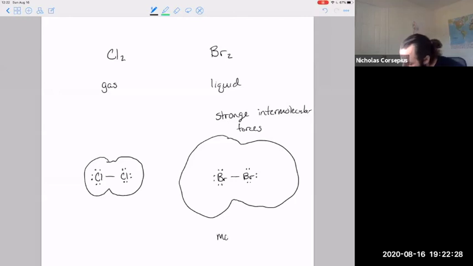So the fact that this has more surface area is why it's going to have stronger intermolecular forces and thus is a liquid at room temperature as opposed to a gas.